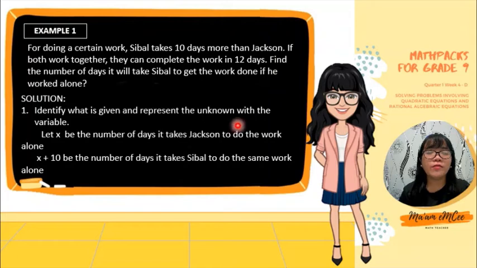So again, the first step in solving this kind of problem is to identify what is given and represent the unknown with a variable. We let x be the number of days it takes Jackson to do the work alone. So without the help of Siebel, it will take Jackson x number of days to finish that certain job. And as for Siebel, x plus 10 is the number of days it takes Siebel to do the same work alone. So without the help of Jackson, it will take Siebel x plus 10 days to finish the entire work.